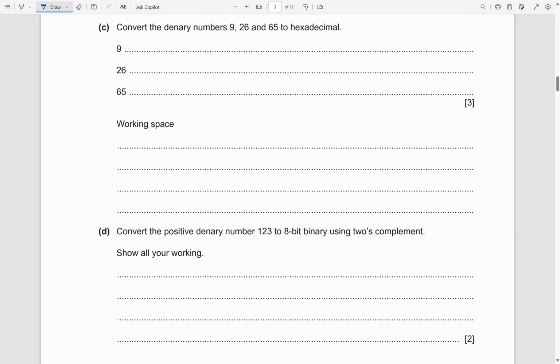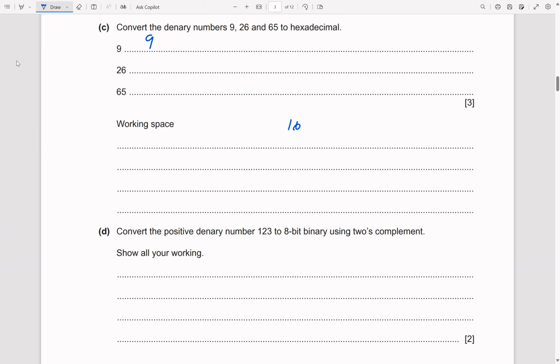Right, the next one: convert the denary numbers 926 and 65 into hexadecimal. Now, we can represent 0 to 15 in hexadecimal, so the first one will just stay as 9. 9 in denary is also 9 in hexadecimal. But then we want to think about the positional values.